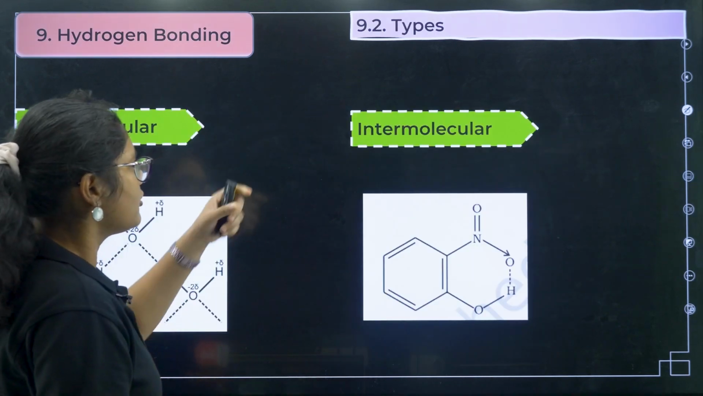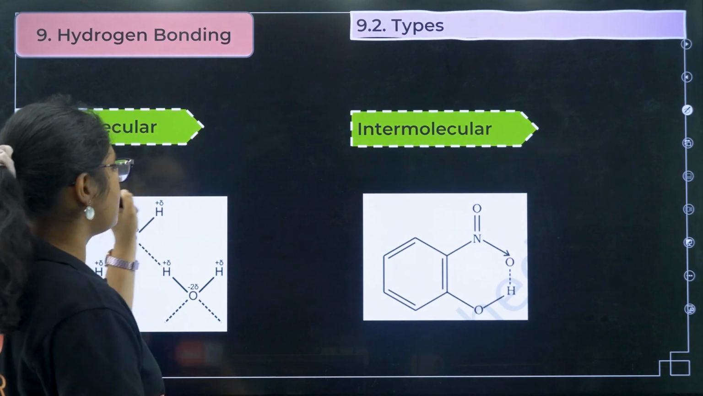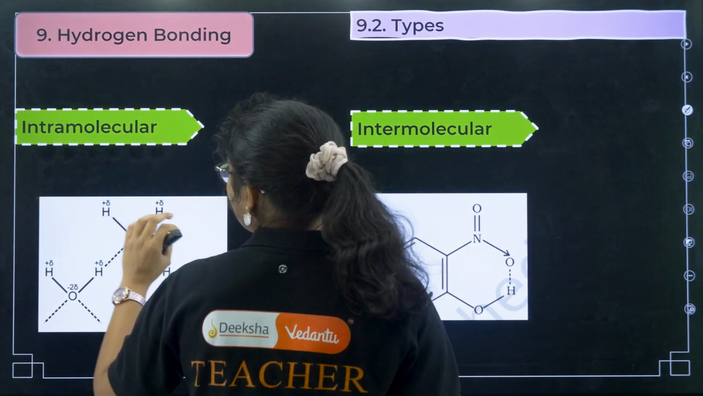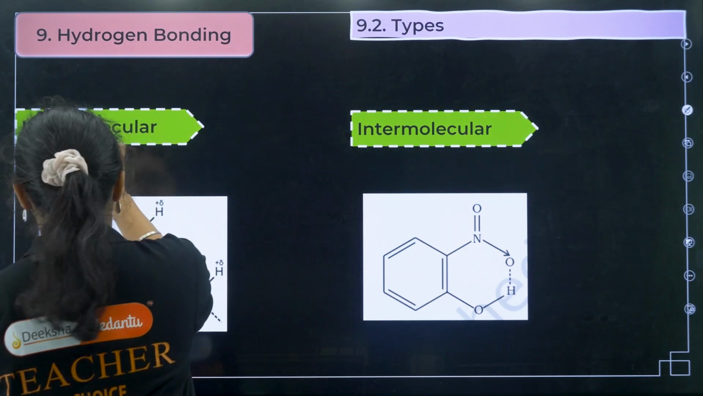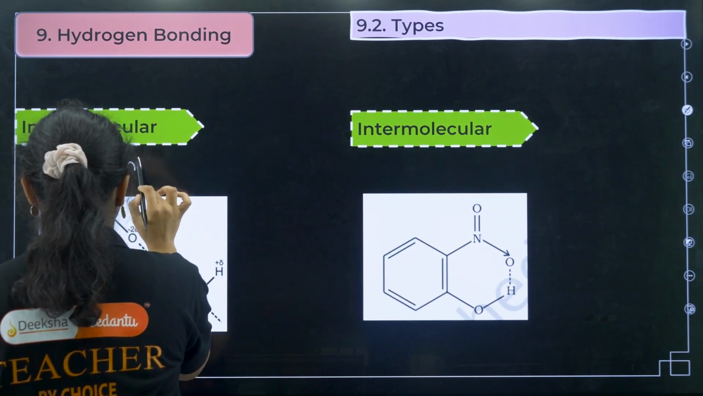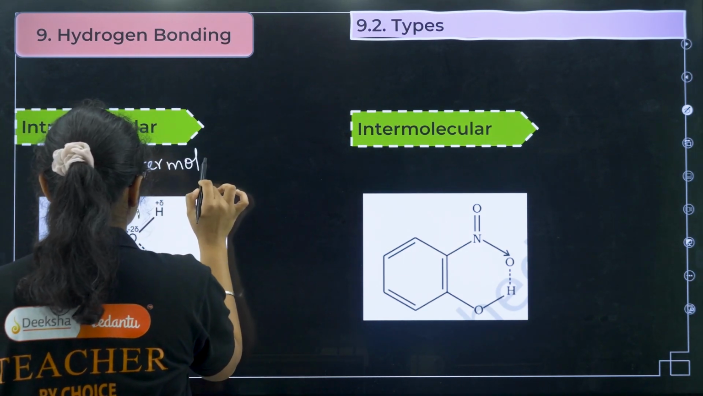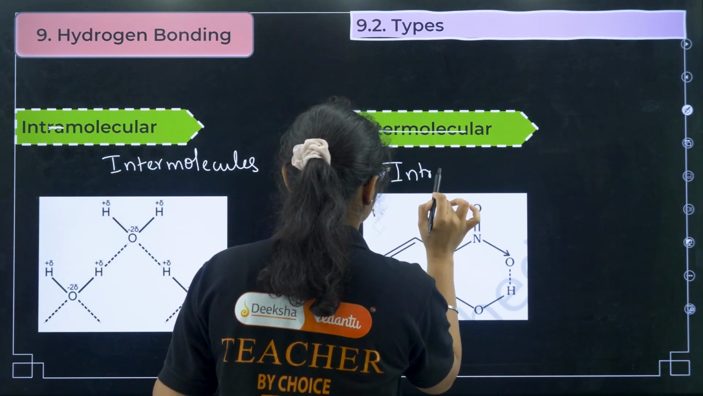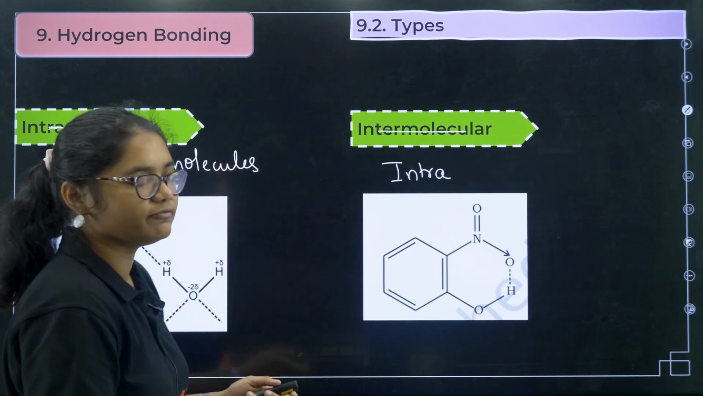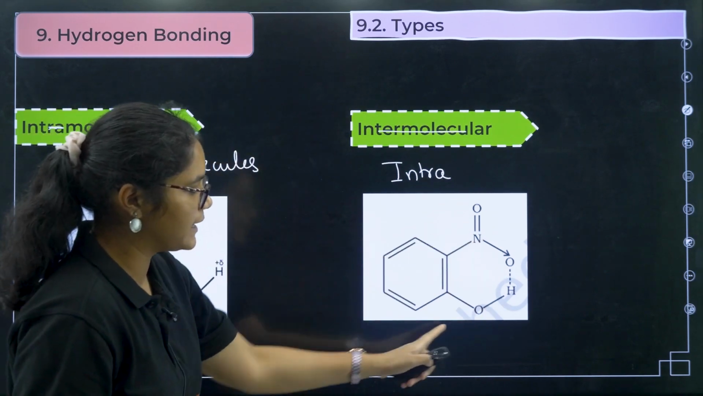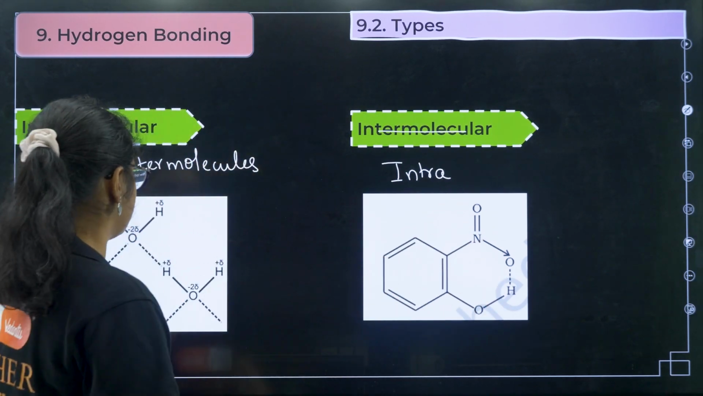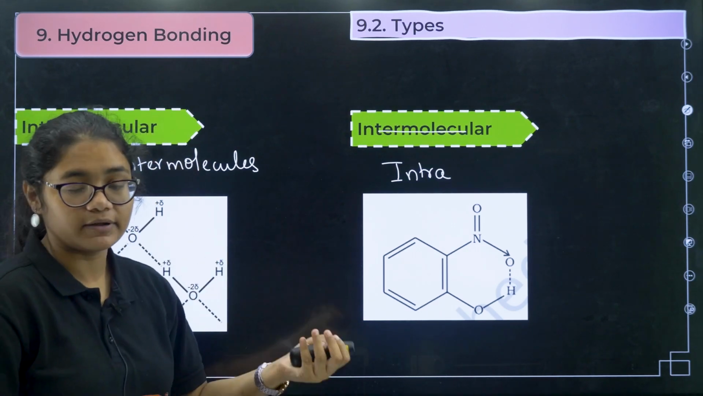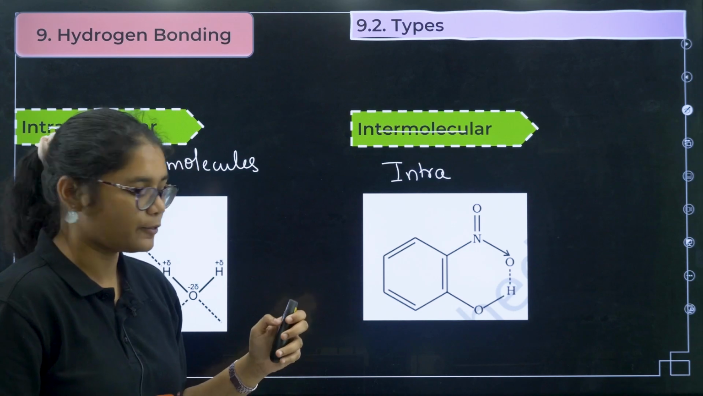This one is done. Now hydrogen bonding is of two types, intramolecular and intermolecular. Sorry, I have a small error here. This is intermolecular, which means hydrogen bonding between two molecules, and this one is intramolecular, which means within the same molecule, if it is present. Here it is within two different molecules, so that is also hydrogen bonding: intermolecular and intramolecular.